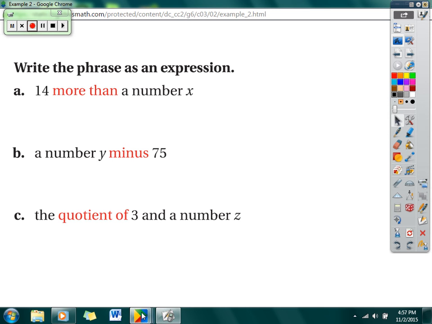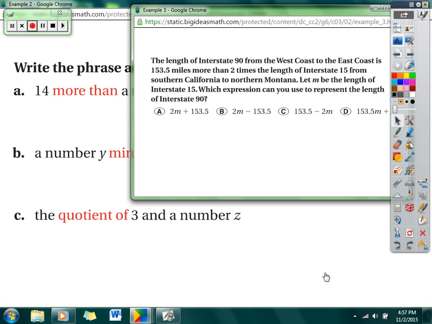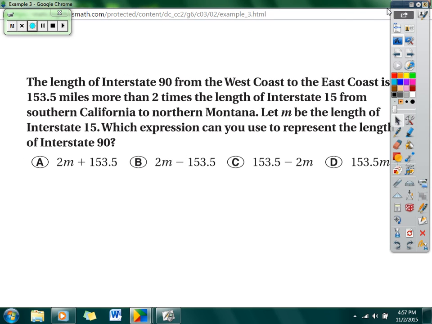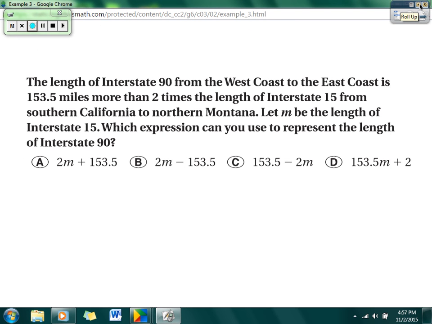Let's look at example number 3. Example number 3 is a word problem. Okay, and let's read what this word problem says. It says the length of Interstate 90 from the west coast to the east coast is 153 miles more than 2 times the length of Interstate 15 from southern California to northern Montana. Let m be the length of Interstate 15. Which expression can you use to represent the length of the interstate?